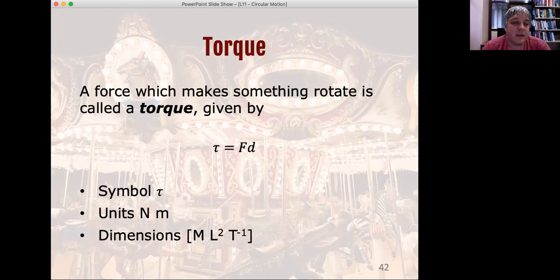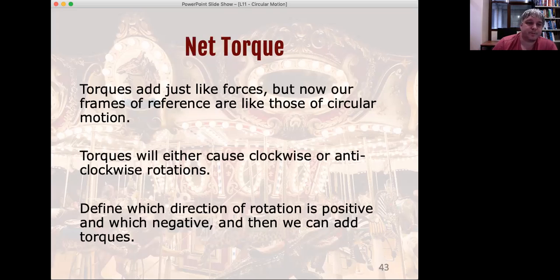And the dimensions, remember that the dimension of a force is kilograms meters per second squared. I've done that dimension wrong, I think it should be time to the -2, not -1. So the dimensions are mass, length squared, time to the -2. That is the dimensions of torque.